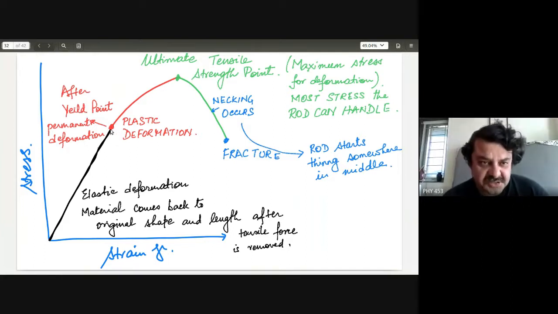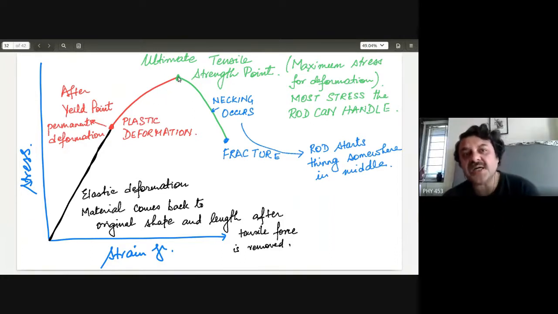After you cross a certain yield point, which defines the limit of elastic deformation, you have plastic deformation. It means that if you apply stress and you get strain, or you apply strain and you measure the stress, vice versa, and the strain is beyond the yield point, then the material is not going to come back to its original shape and size. There has been some plastic deformation. It's not elastic deformation. And the stress strain behavior typically looks like this.